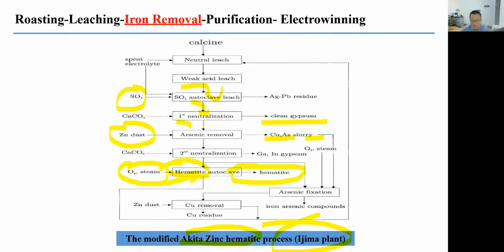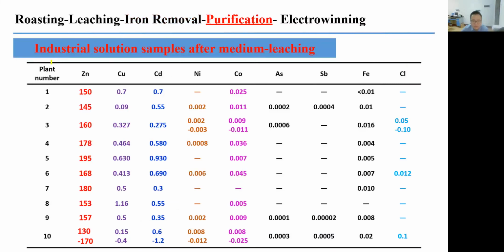After that, oxygen and steam are injected and hematite is precipitated in this process. So zinc hematite is a noble product for the iron removal process. After iron is removed, the solution contains quite a high content of zinc and acid, and it can be recycled and returned for leaching purposes.